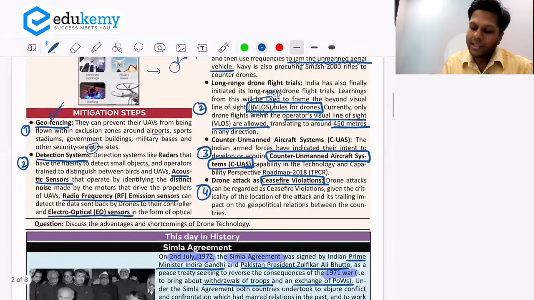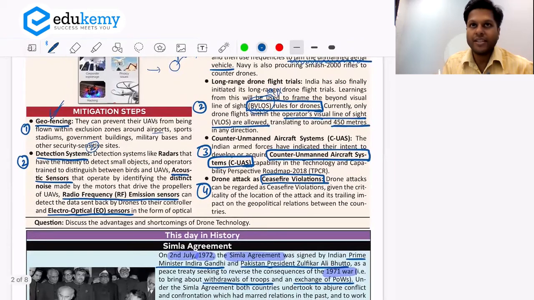The third one is using counter unmanned aircraft systems. So through this system, one can ensure that these unmanned air systems or air vehicles are countered in the air, right? And the fourth one is calling these drone attacks a ceasefire violation. Very simple. Diplomatic channels also must be used to ensure that drone attacks are not carried out against any nation, right?